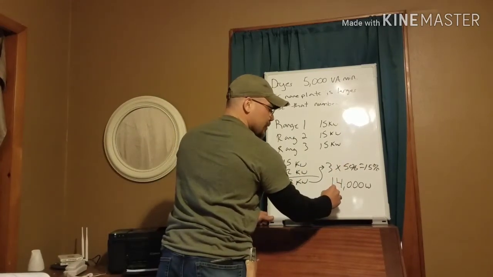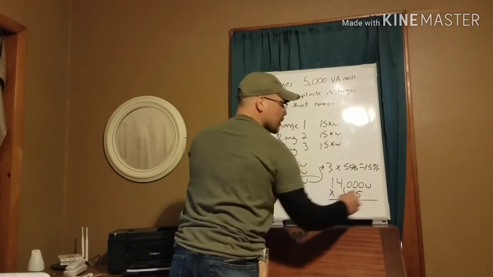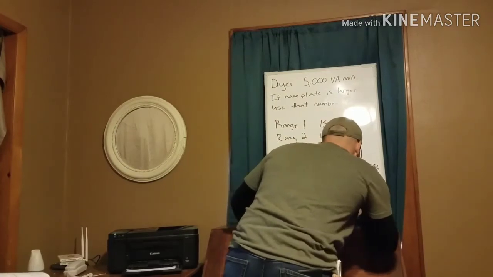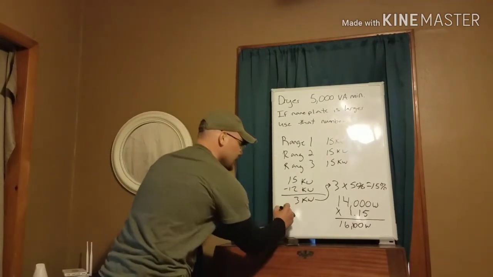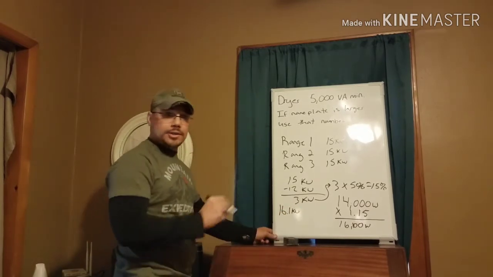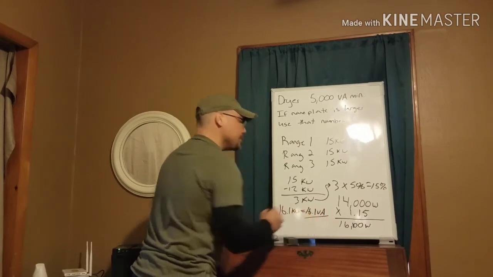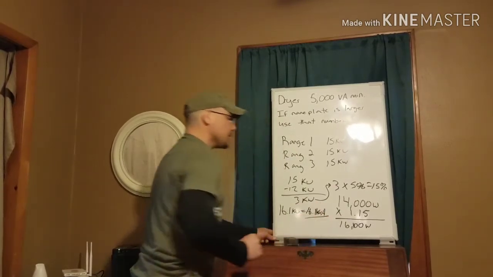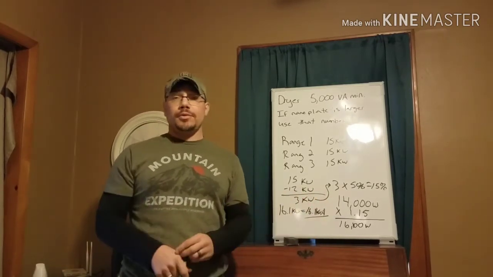Now we're going to take it times 1.15, right? So we can go up, and then we get 16,100, which equals 16.1 kilowatts, which is also equal to 16.1 kVA. Kilowatt and kVA are equal, and we are using kVA for the rest of our formula. It's just going to be easier if we just use kVA.